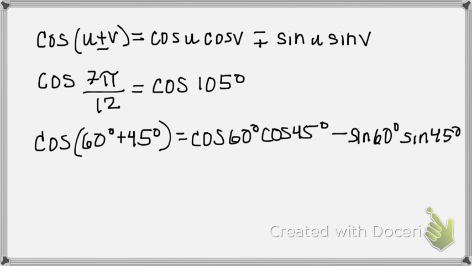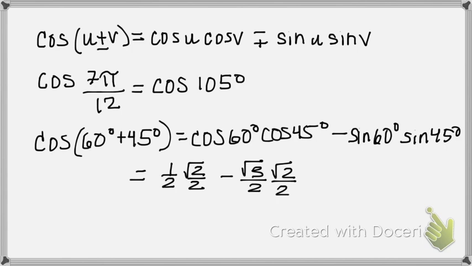And of course, I know all of these values from the unit circle. Cosine of 60 degrees is 1/2. Cosine of 45 degrees, rad 2 over 2. Sine of 60 degrees, rad 3 over 2. Sine of 45 degrees, rad 2 over 2. And we can simplify that to rad 2 minus rad 6 over 4. And that's it.